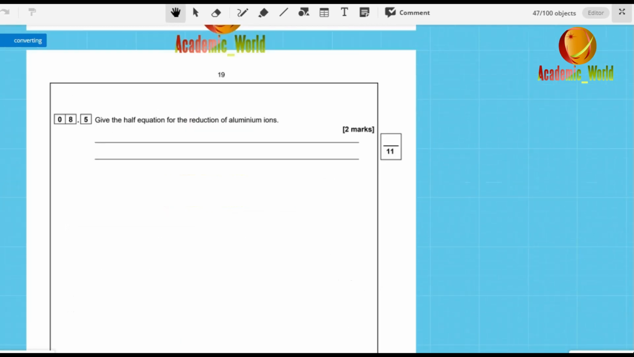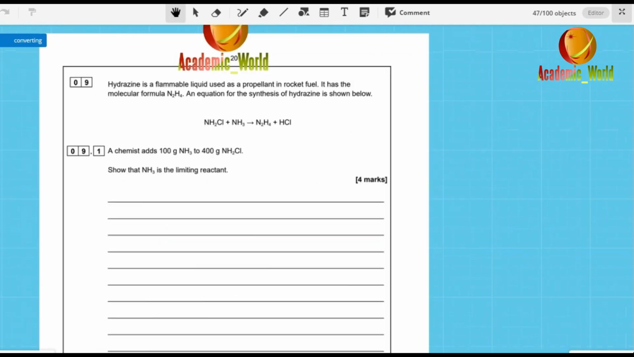And next one, give the half equation of reduced aluminum ions. So it means Al3+ gaining 3 electrons will make Al. Okay, now that is a very important question.